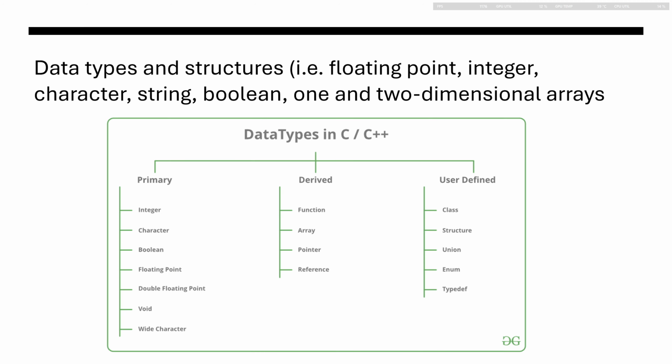You learn about data types and structures, i.e. floating point, integer, character, string, boolean, 1 and 2 dimensional arrays, etc. Right? There's a whole table of data types down below, which you can see the primary ones, derived ones, user-defined ones. There's a lot of them that you learn about.